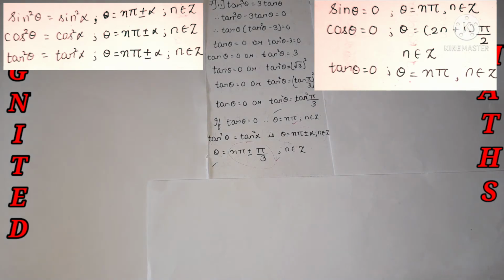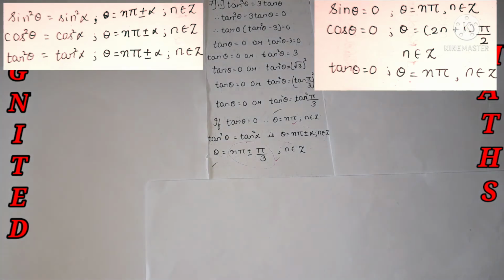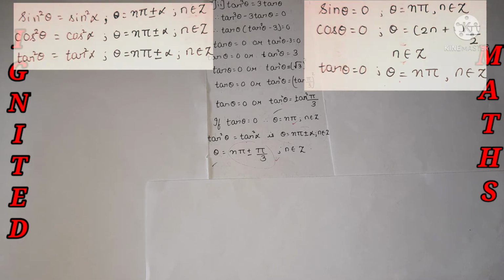Okay, the question itself is in the form of tan cube theta. According to the general solution formula, we know the solutions of tan theta equal to 0 and tan square theta equal to tan square alpha. We know the value of it, but we don't know the value of tan cube theta. So we have converted it into the form of tan square theta, and over here we have found the solution.